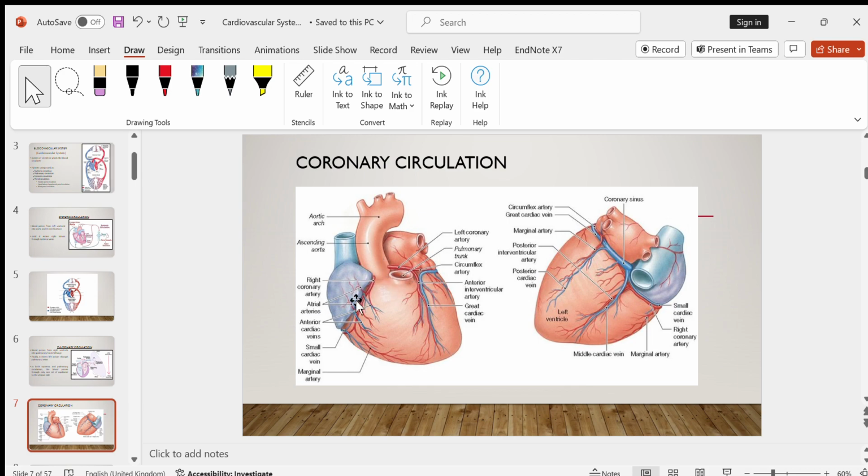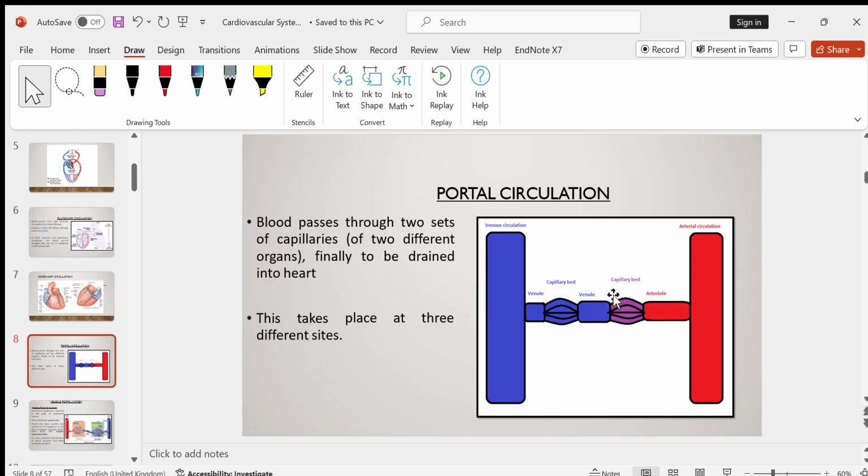The heart has the right coronary artery and the left coronary artery. The right and the left coronary arteries give off various branches, and then they anastomose at some points, and then they supply the heart muscle. So this is the coronary circulation. The fourth one is the portal circulation.